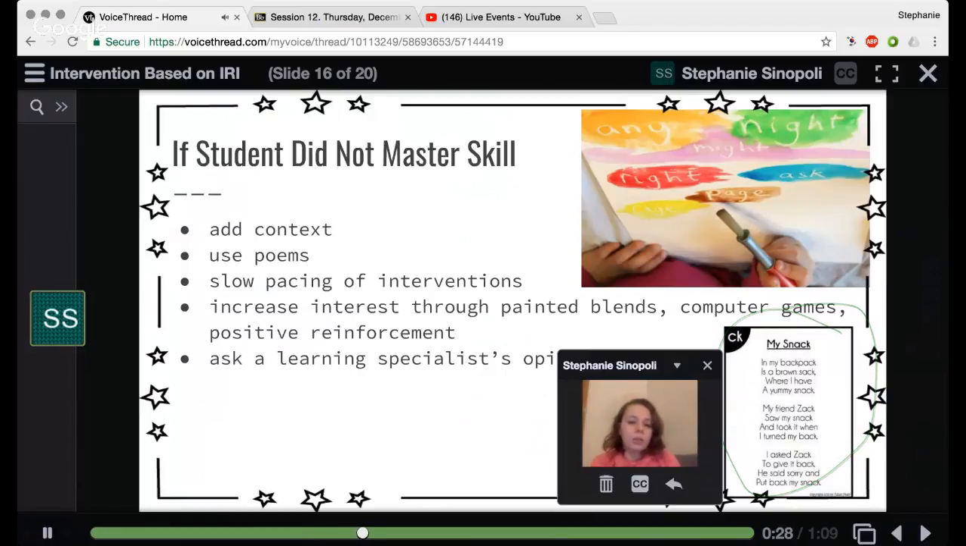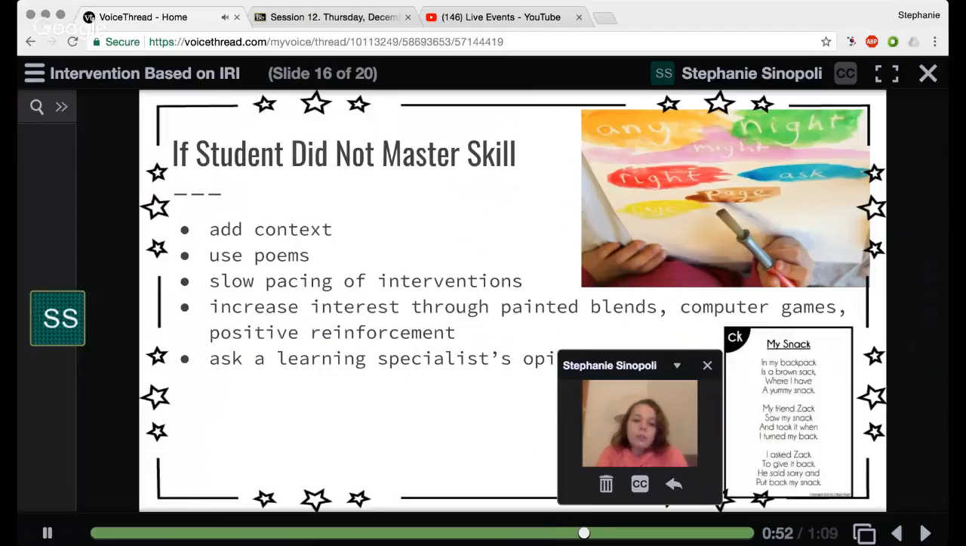Also, to increase Jackie's interest through painting blends, such as people did over here with sight words, Jackie could do this with words that have blends. She could use computer games to spark her interest through IRI and other games. Also, positive reinforcement, such as with Dojo Dollars or more, could help Jackie.